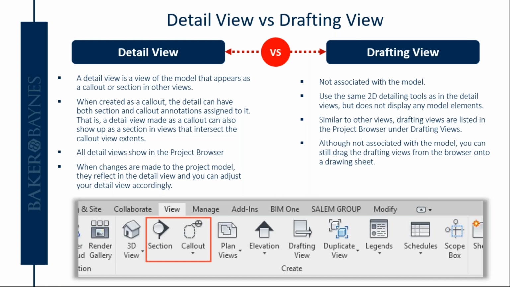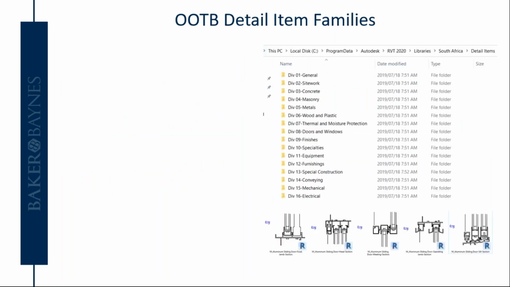So an example where you would use a drafting view instead of a detail view is maybe a carpet transition detail, which shows where the carpet switches to tile, or maybe like a saw cut joint detail, or something where you're not heavily dependent on the model. And drafting views are found under the same view tab, and there's a little button that creates the drafting view in your project browser.